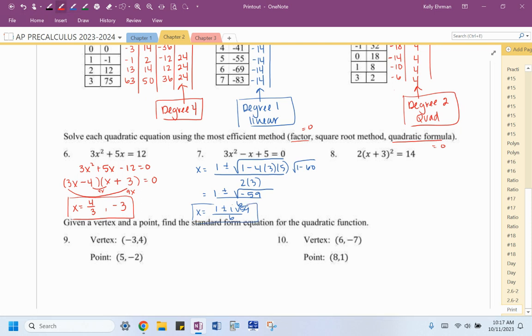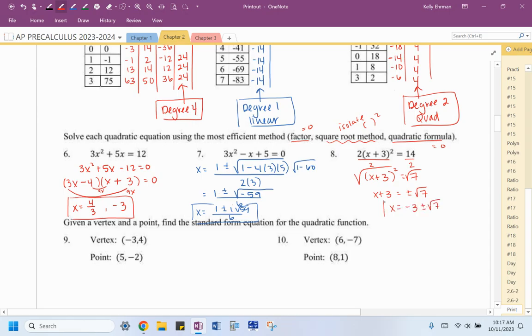Okay, most efficient way for number 8 is to isolate the squared piece, so divide by 2. So if you're using square root method, isolate the squared. So x plus 3 squared equals 7. Then you can square root both sides. You have to remember the plus or minus. And then you subtract 3.